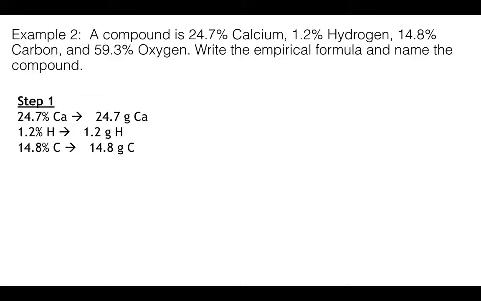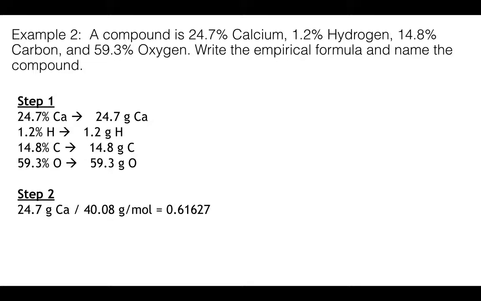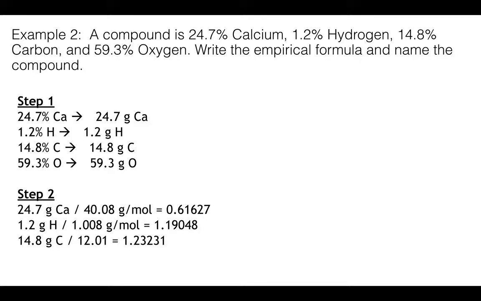14.8% carbon becomes 14.8 grams of carbon. And 59.3% oxygen becomes 59.3 grams of oxygen. Step number 2 is to divide each element's mass by its molar mass. So for calcium, we're going to take 24.7 grams and divide it by 40.08, and that's going to give us 0.61627. And we're going to do that for hydrogen, carbon, and then oxygen.